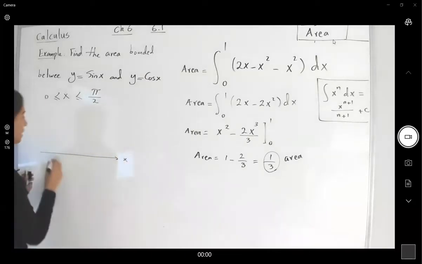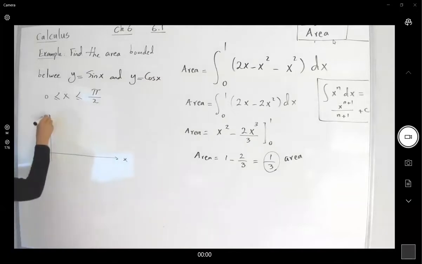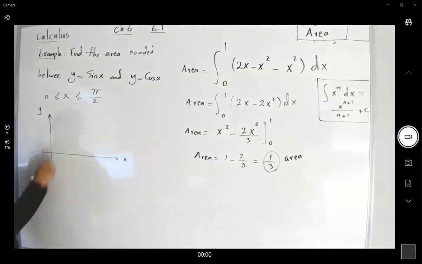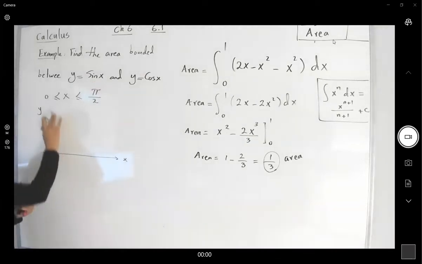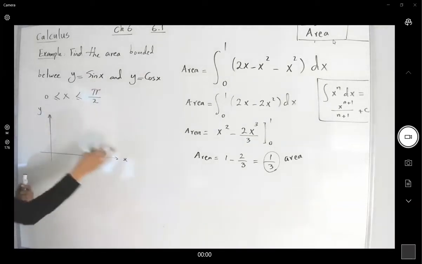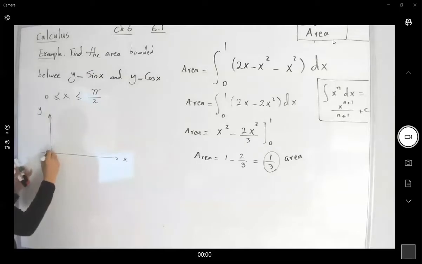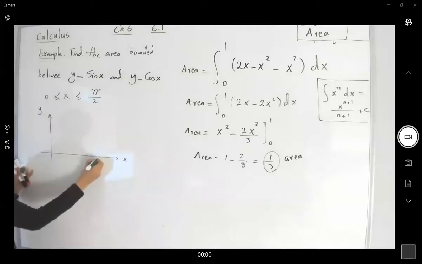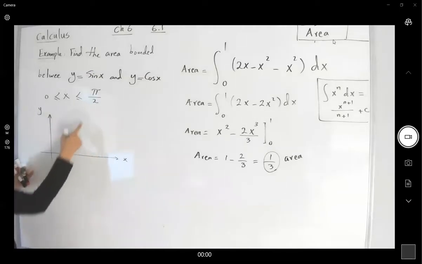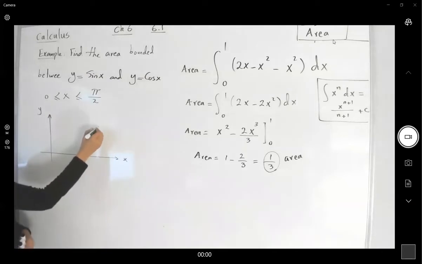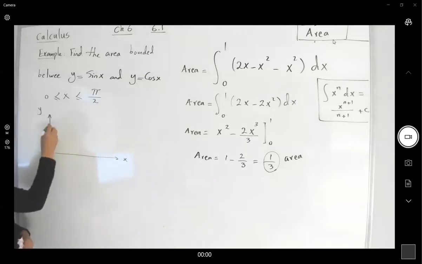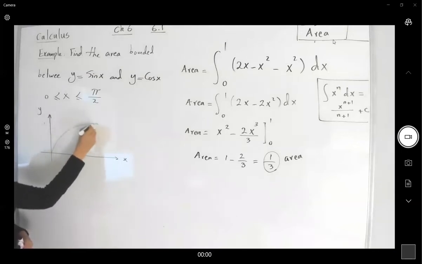So this is my x-axis, this is my y-axis. Sine x, okay. I know sine x is between 0 and pi over 2. I'm not going to continue this that much. So 0 and pi over 2, and at pi over 2, I know my sine x is equal to 1. So just 1 here.